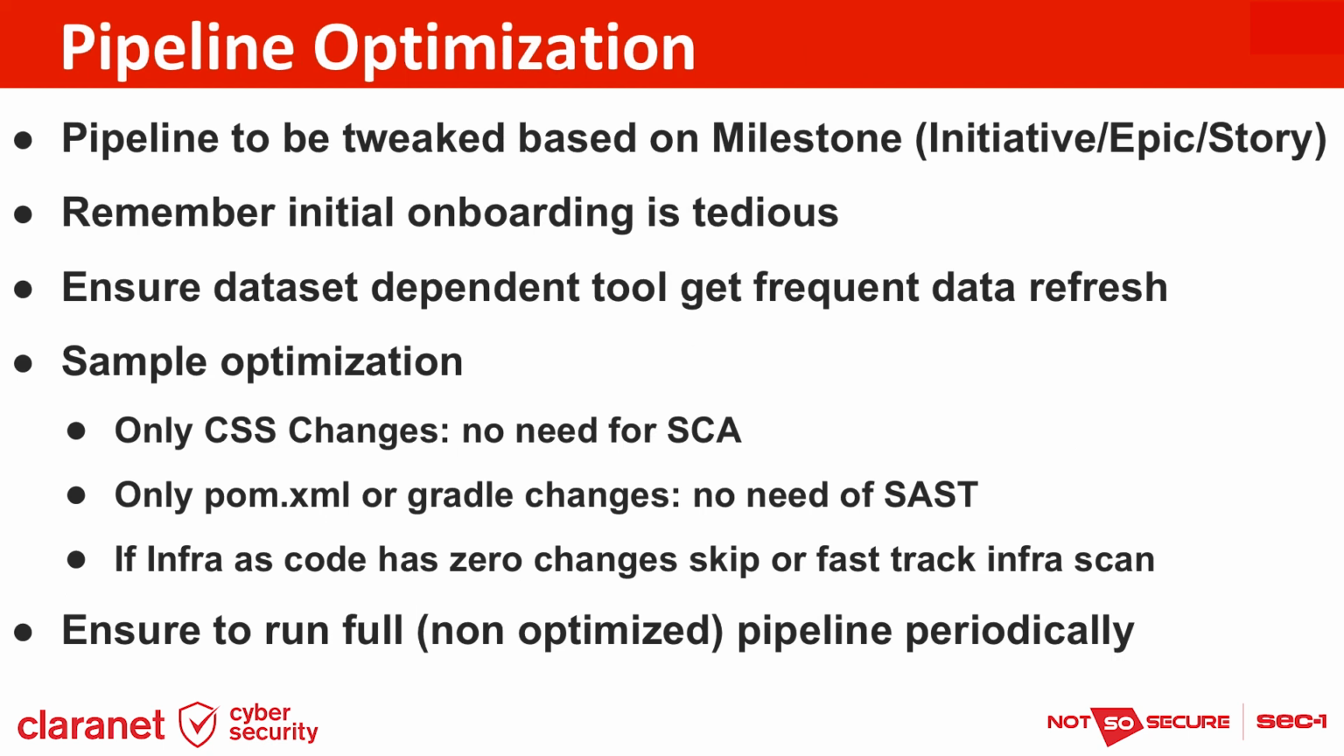Now, we are still talking about the pipeline. The pipeline can be optimized, and you can tweak it for different angles. For example, if a change only has CSS changed, you don't need to run most of the tools. If pom.xml or a Gradle script has changed, SAST is not required; SCA was the only thing required. If there is no change in infrastructure as code, you can fast track the infrastructure scan. However, if you optimize these pipelines, you need to keep one full-blown pipeline and run it periodically.